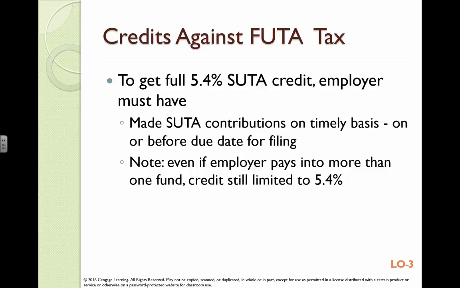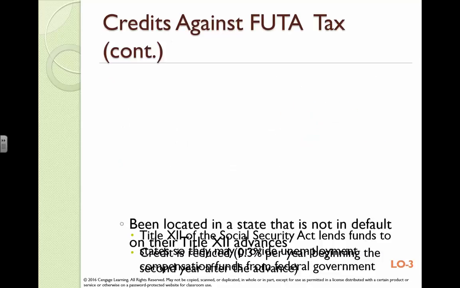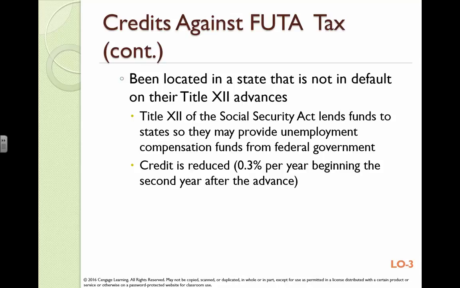Okay, so the first thing that could lower your credit is if you haven't paid your SUTA on time. So if you're an employer that's chronically late making your SUTA payments, you don't get that full 5.4% credit, so that raises your FUTA rate. Okay? Secondly, and I'd never even really seen this until the recession hit, and then all of a sudden it was all over.